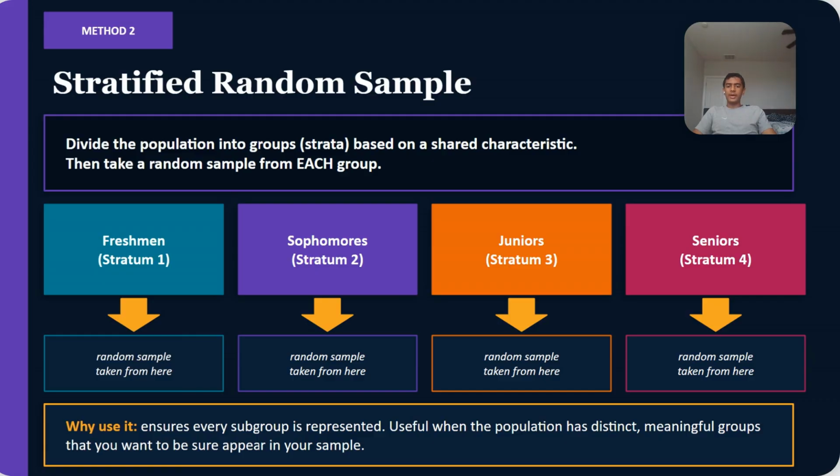Another method is a stratified random sample. The idea is that sometimes the population has distinct subgroups you care about. With pure SRS, you might accidentally end up with mostly seniors and no freshmen. Stratified sampling fixes this. Divide the population into groups called strata based on a shared characteristic, in this case, grade level. Then take a separate random sample for each stratum. Each group is guaranteed to be represented. The AP exam giveaway: population divided into groups first, then sampling happens within each group separately.